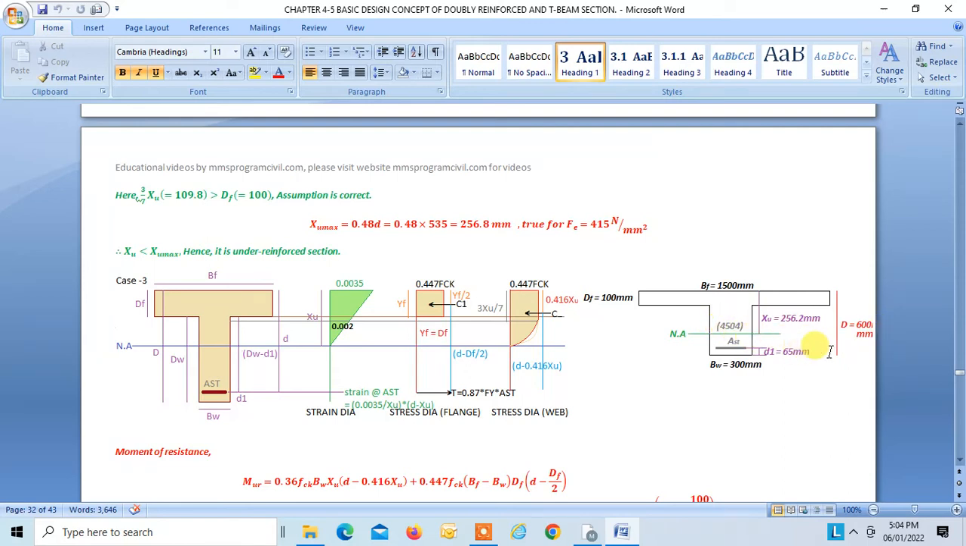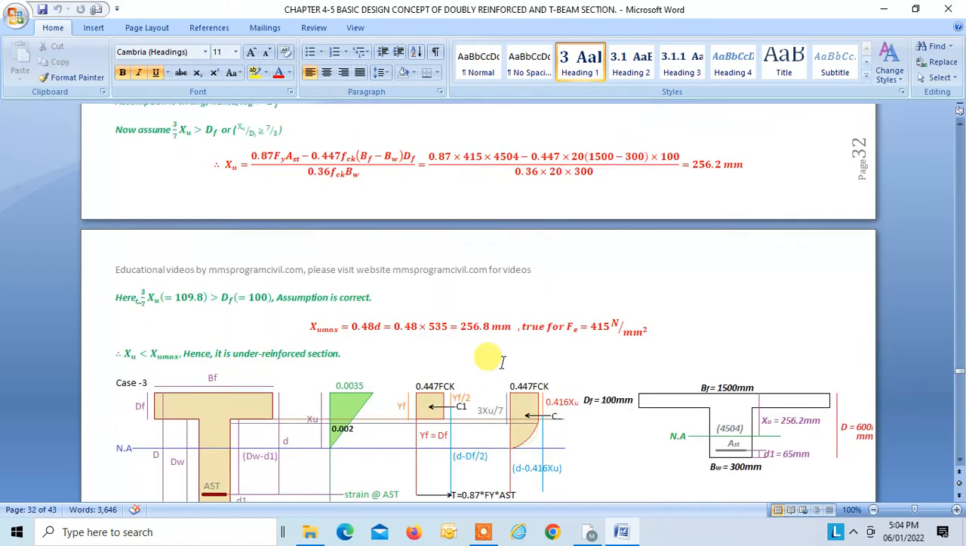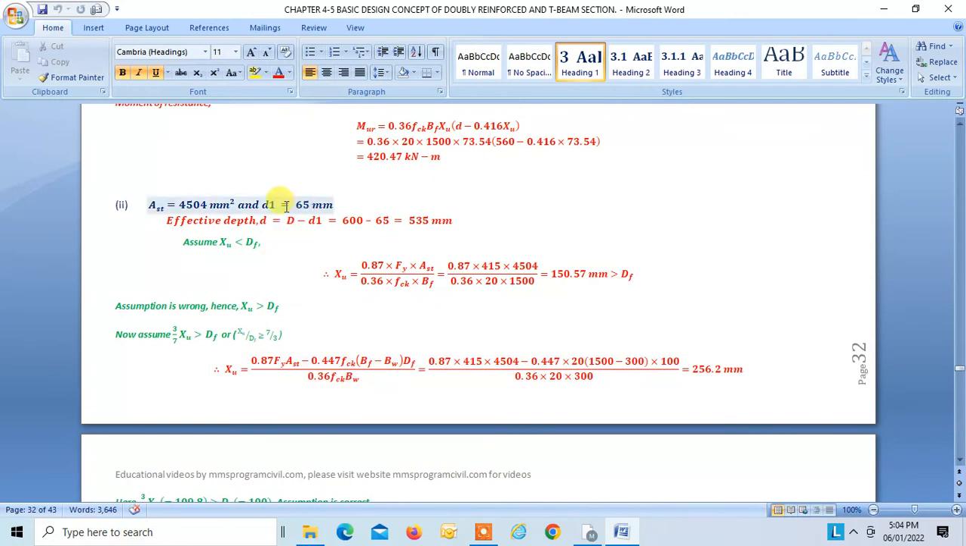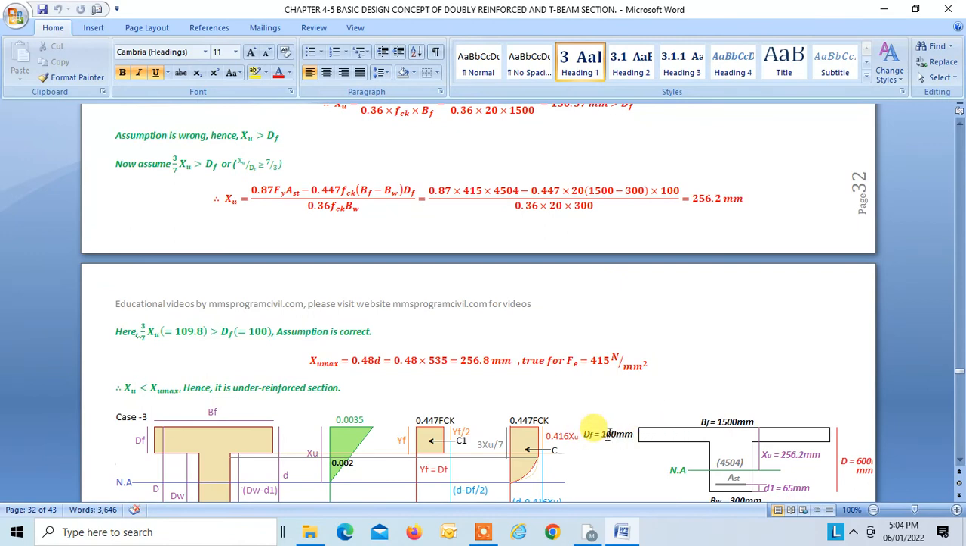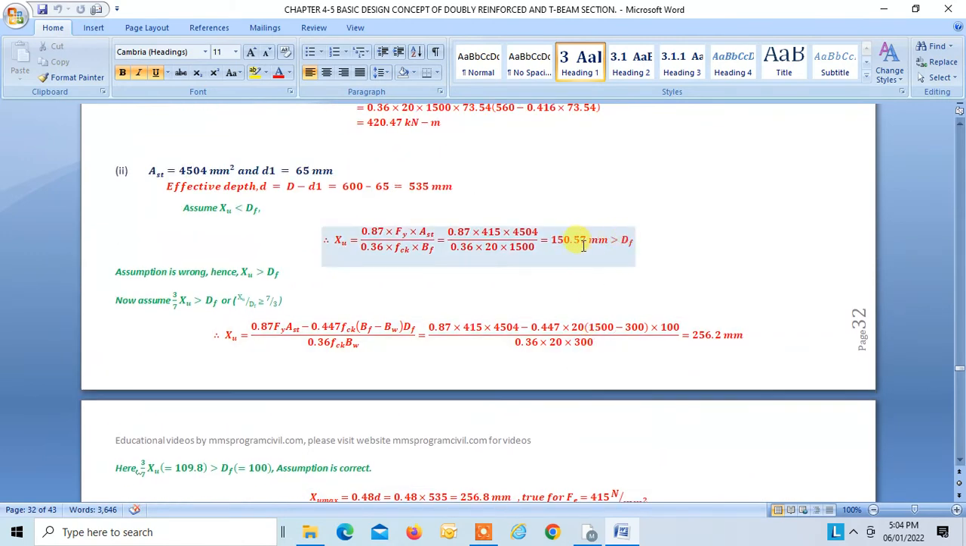So our effective depth will be 600 minus 65. So effective depth D is D minus D1, that is 535. Again, take the same assumption that your XU is less than DF. Find XU. XU is 150.57, but our DF is 100, so it is greater than DF. So this assumption is wrong.